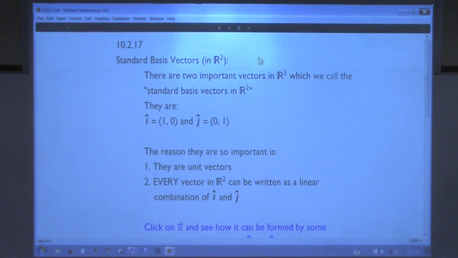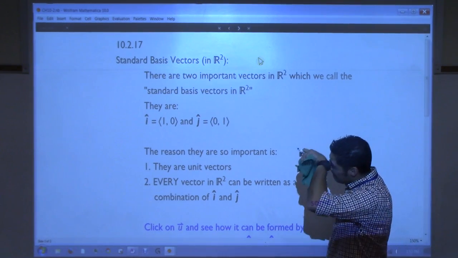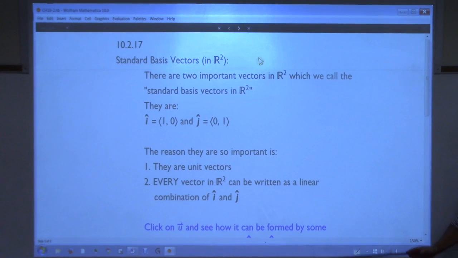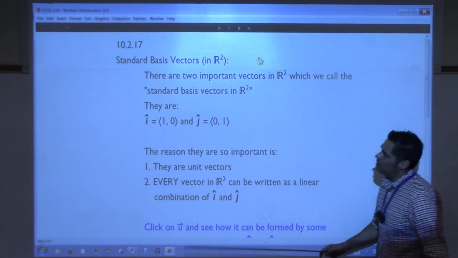All right, that leads us to what are called the standard basis vectors. So where are my linear algebra people? How many? No one's taken it yet? Anyone taken linear algebra? You took it. It's done. You're concurrently taking it, right? Okay.